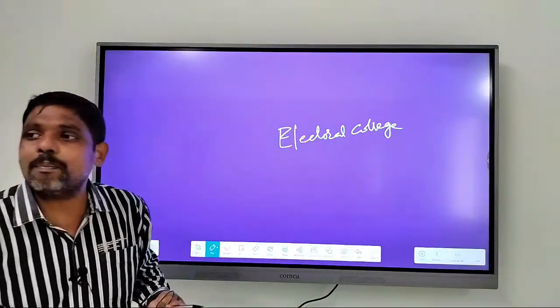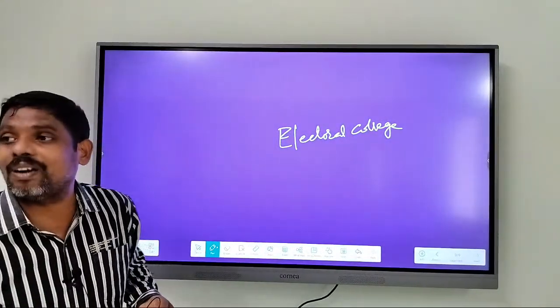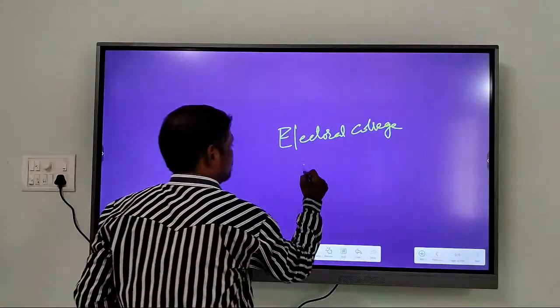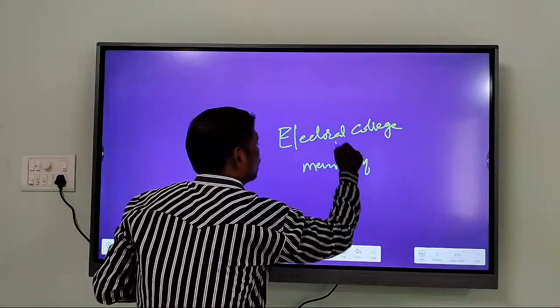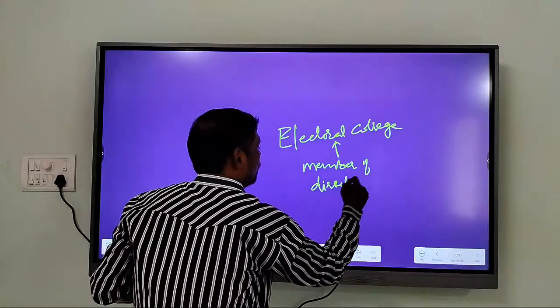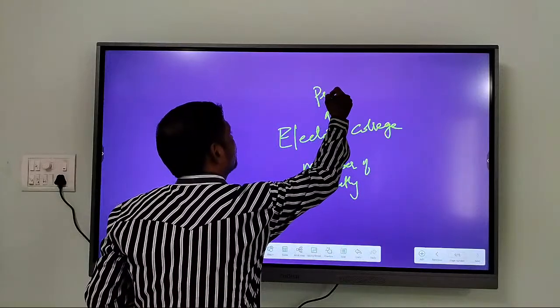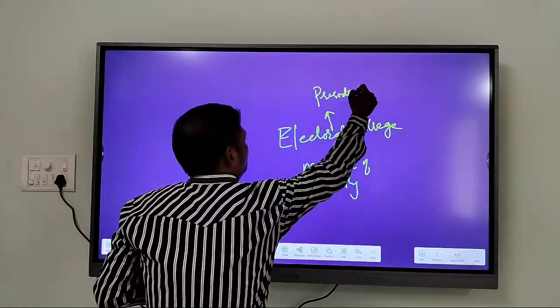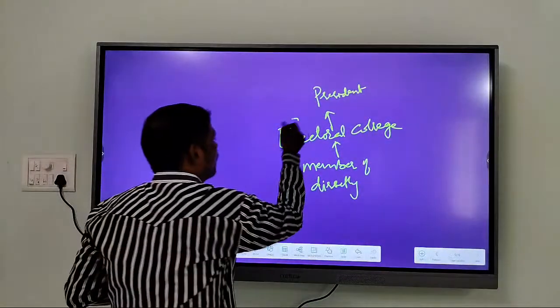Then what do people do? People will elect the members of the electoral college. So the members of this electoral college are directly elected by people, and it is this electoral college that will elect the American president. The same kind of system that we have in India.